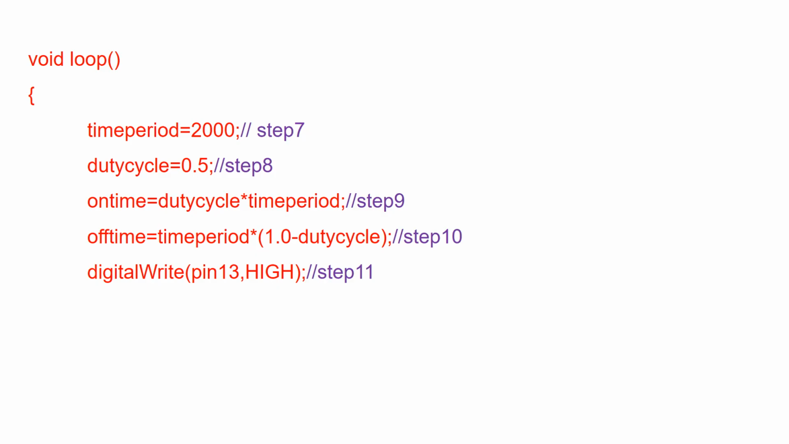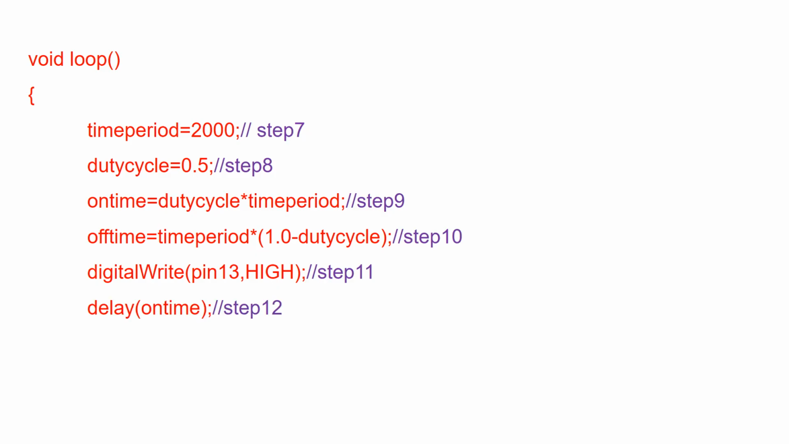In the next line, with the same tab space, type digitalWrite, open the small bracket, pin 13, comma, HIGH, close the small bracket and put semicolon. This statement when executed writes logic 1 on pin 13, that is voltage at pin 13 will become 5 volts. This corresponds to step 11 as mentioned earlier.